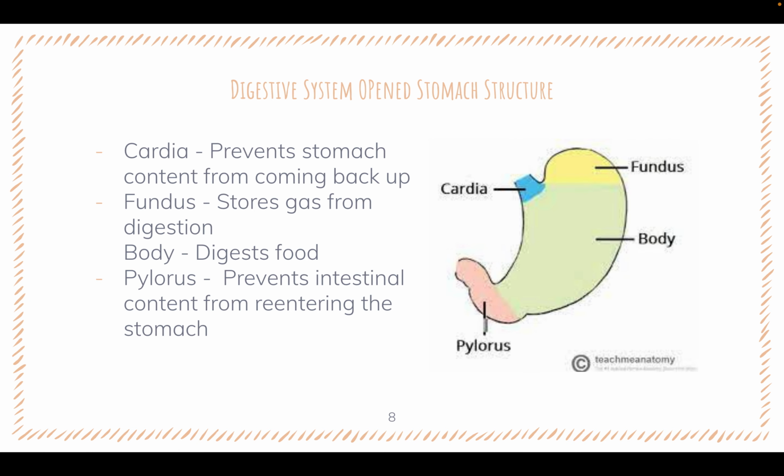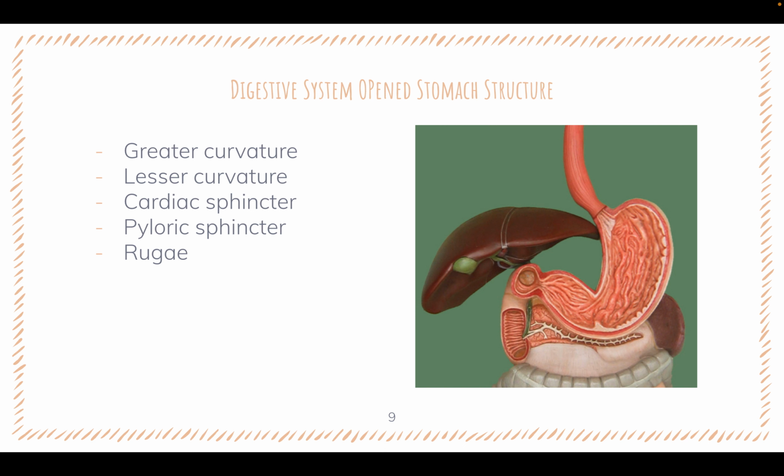If we were to open the stomach of the digestive system, it would consist of a cardia, fundus, body, and pylorus. To elaborate on that, the cardia prevents stomach content from coming back up, the fundus stores gas from digestion, the body digests the food, and the pylorus prevents intestinal content from re-entering the stomach. We also have the greater curvature, lesser curvature, pyloric sphincter, cardiac sphincter, and rugae.